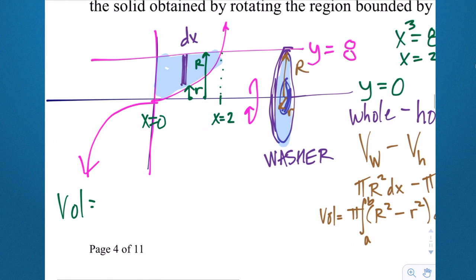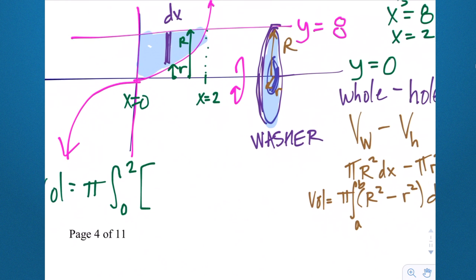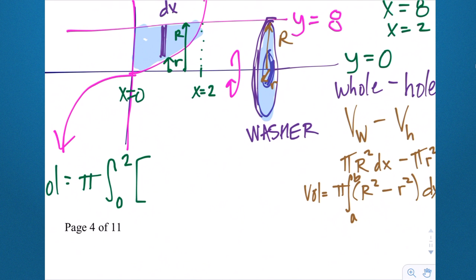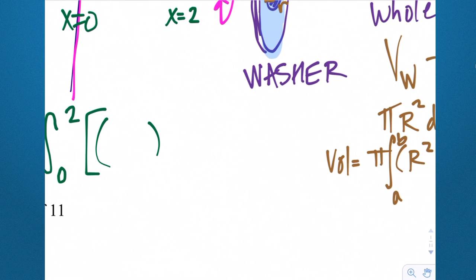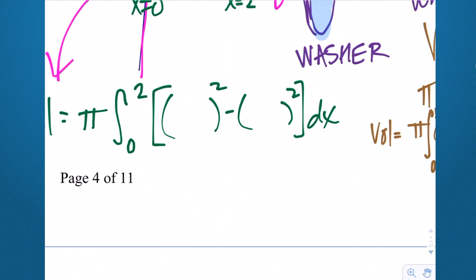So what goes out front for both the disk and the washer method? Pi. Okay, pi times the sum of the infinitely thin slices from 0 to 2 of beefy brackets, because now we're going to have two terms. So here's what I do each and every time. Watch this. The cadence works beautifully. Big R squared minus little r squared. Close beefy brackets dx. Big R minus little r. Big R squared minus little r squared.